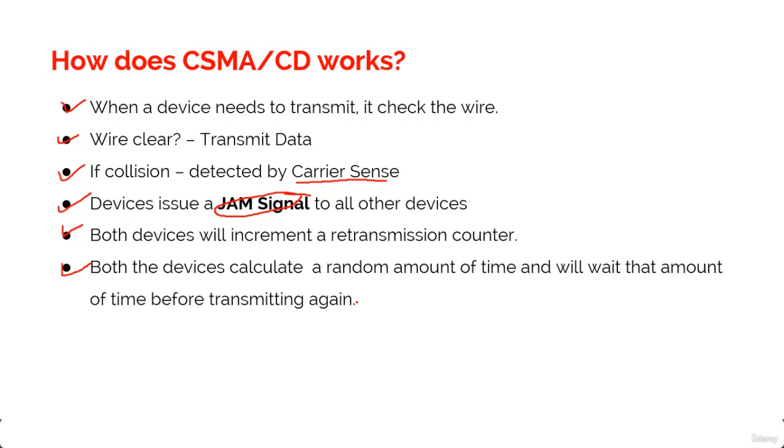This was all for the contention methods. We have seen two contention methods. To summarize, the two methods are CSMA CA and CSMA CD. CSMA CA works perfectly for wireless networks, and CSMA CD works best for wired networks, that is, Ethernet. The CA stands for collision avoidance and the CD stands for collision detection.